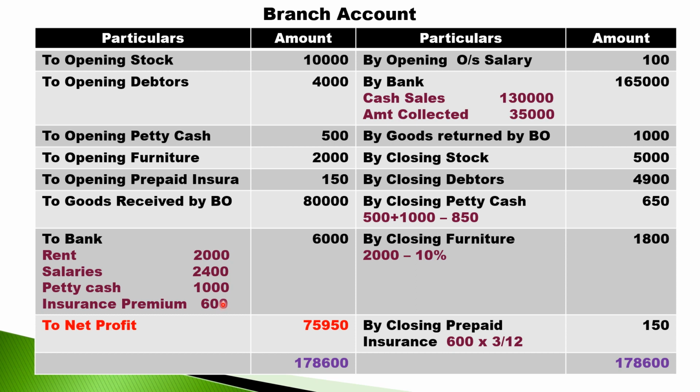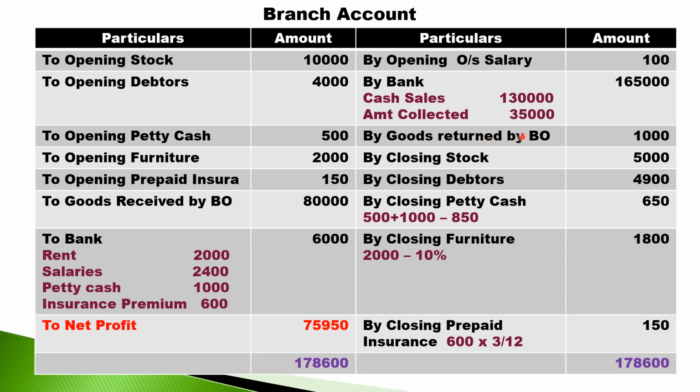So these are all our expenses, total expenses 6,000. Then to opening outstanding salary 100. It's called opening liability. And by bank means the branch has to pay the amount to head office, the cash sales and amount collected from debtor, totally 1,65,000.